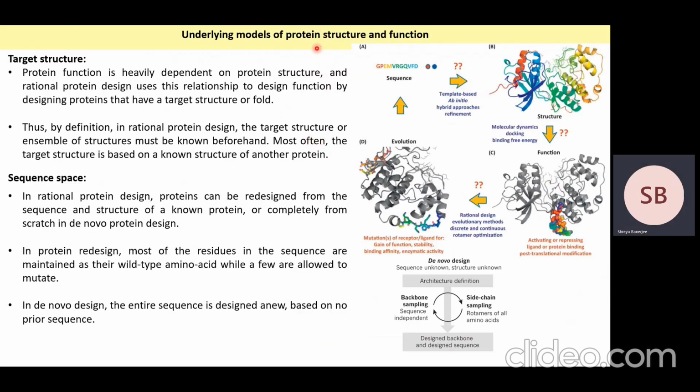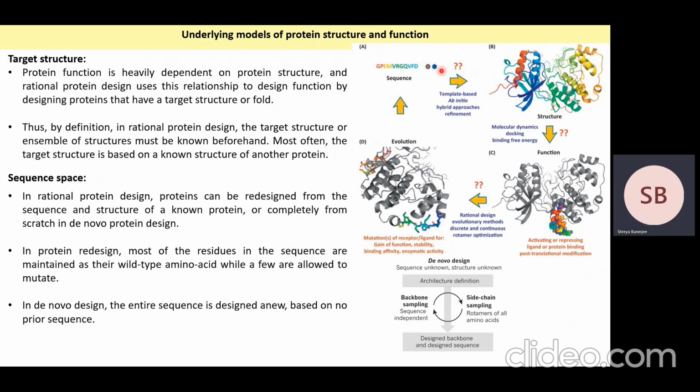Now, there are several steps in the rational design, which is firstly to have a target structure. The protein function is heavily dependent on protein structure, and rational protein design uses this relationship to design a function by designing proteins to have a particular structure or form.